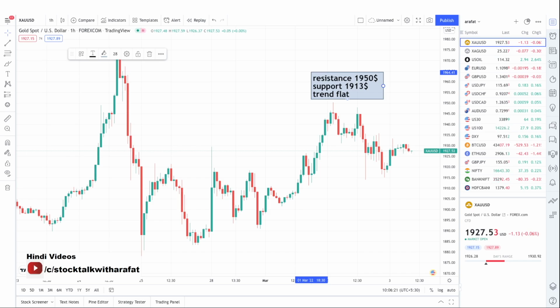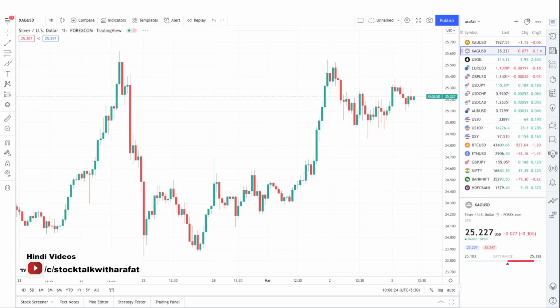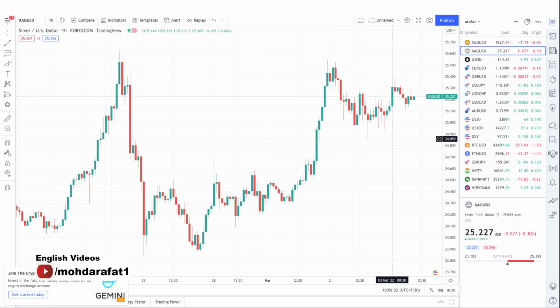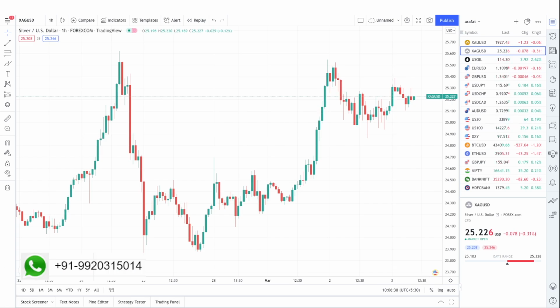Let's move on to silver. This is silver. Yesterday it tested around 2485. I had given you a support of 2480. I updated that support in my live stream yesterday.